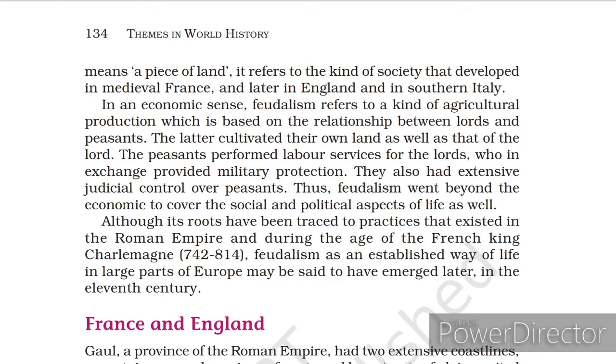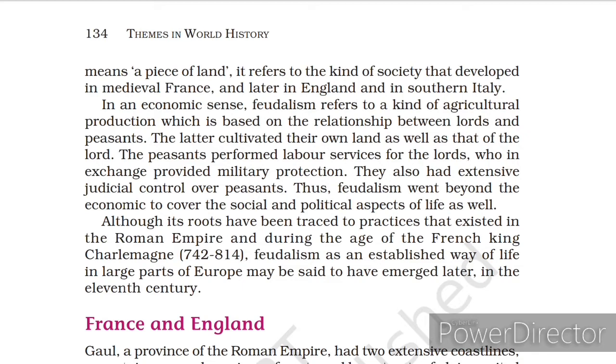The lord provided military protection. Because the farmer does the work, the farmer is being protected by the king's military in exchange for their labor service. The lord also had extensive judicial rights over peasants. That means the king said that since you all are working under me, I will give you protection, and because you are being protected by me, you have to work under me. So it is almost like a give and take thing.